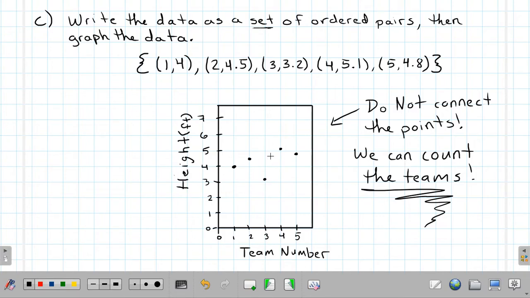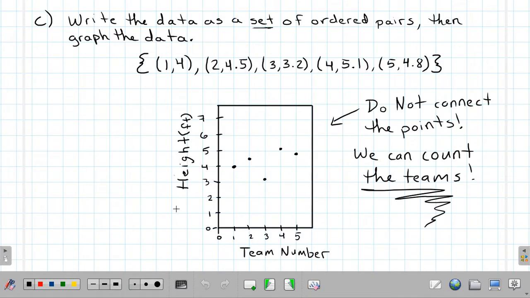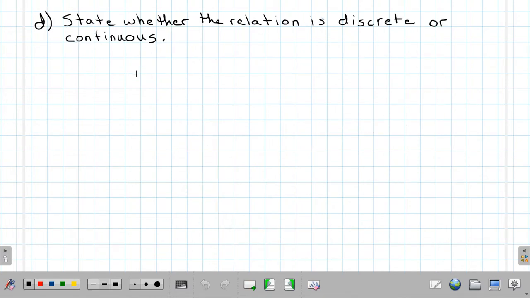Okay, so if we don't connect the points because we can count the teams, well, is this relation discrete or continuous? Well, look at the graph. Can I count how many points are on this graph? Can I count how many teams there are? Can I count how many sculptures there are? Well, yes, there's 1, 2, 3, 4, 5 teams, 5 sculptures. Okay, so this is actually discrete.